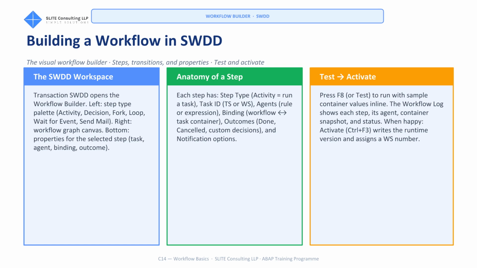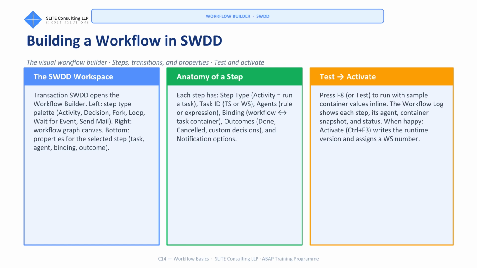The bottom panel exposes step properties: task, agent, binding, outcomes. For a basic PO approval workflow, start with an activity step referencing your approval TS with a purchasing manager as agent. The outcome branches as approved or rejected. One path runs a notification activity for the requester, then end approved. The other runs a rejection notification, then end rejected.